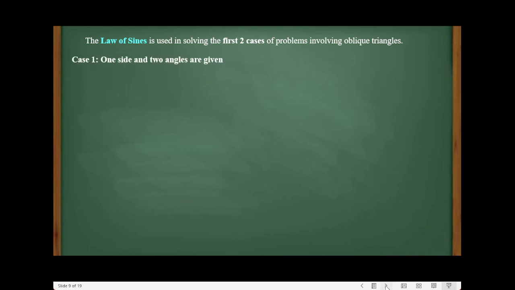Now, case 1, again: one side and two angles are given. Let us apply the law of sines. Suppose we have triangle ABC. Alpha has a measure of 23 degrees while beta is 68 degrees and side small letter a is 12. So we're going to solve for the remaining three parts of this triangle, and these are angle gamma together with side small letter b and side small letter c.